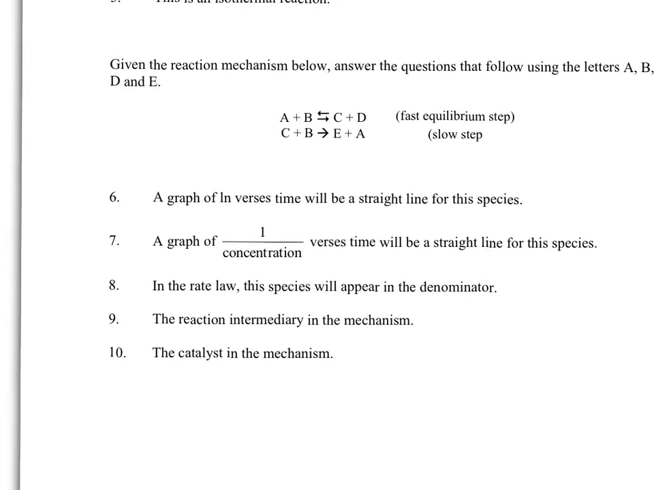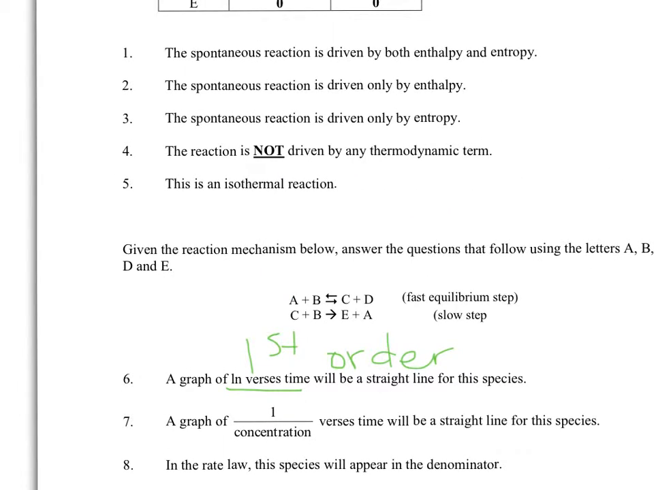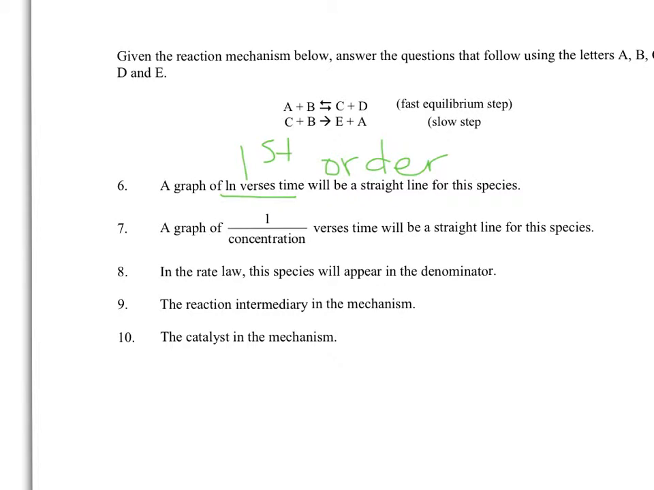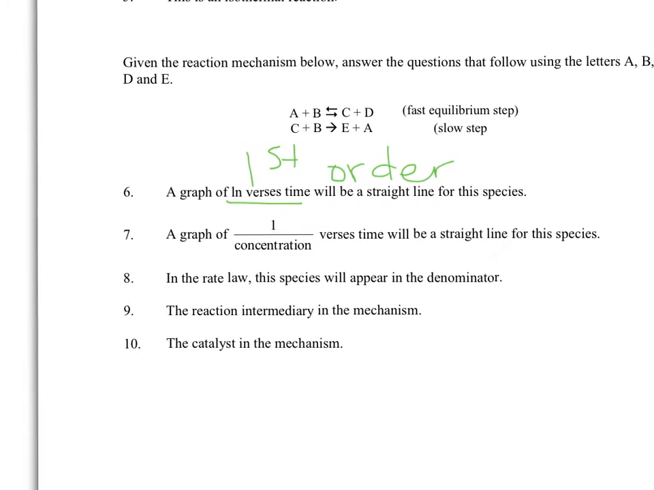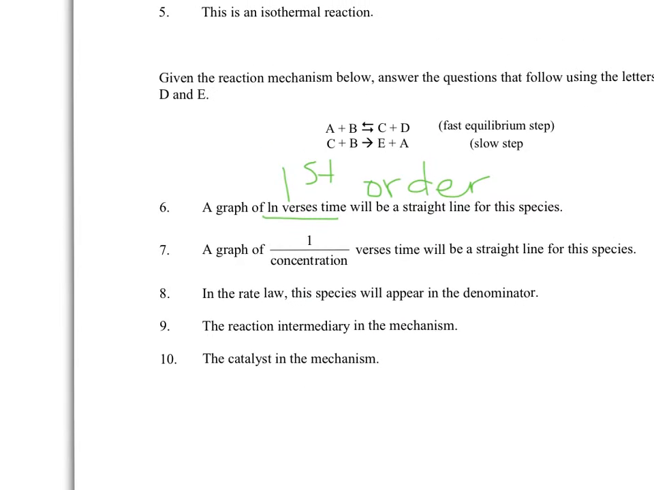Blank. A graph of ln versus time would be a straight line for these species. So if it's ln versus time, what does that mean? It's first order, right? Well, I have a question. Go ahead. You said spontaneous reaction is driven only. Is that the same thing as it's thermodynamically favorable? Yeah. All right. So ln versus time is first order. Will we just determine that A is first order? All right. Let me double check.